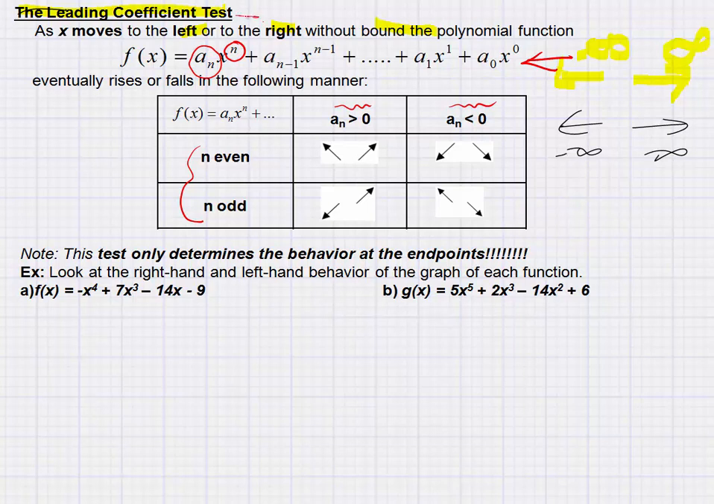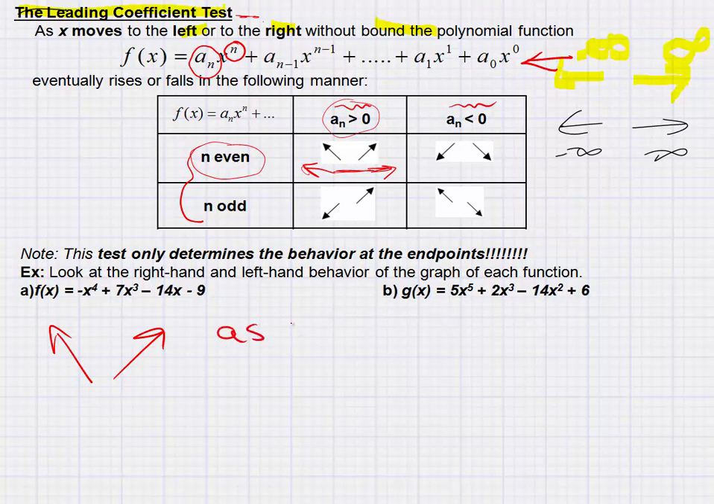You also need to talk about the power as well. So if my leading coefficient is positive and my degree is even, both ends of my graph should point upward. So as x goes to negative infinity, which is on this end, I should be pointing upward, and as x goes to positive infinity on this end, my graph should be pointing upward.